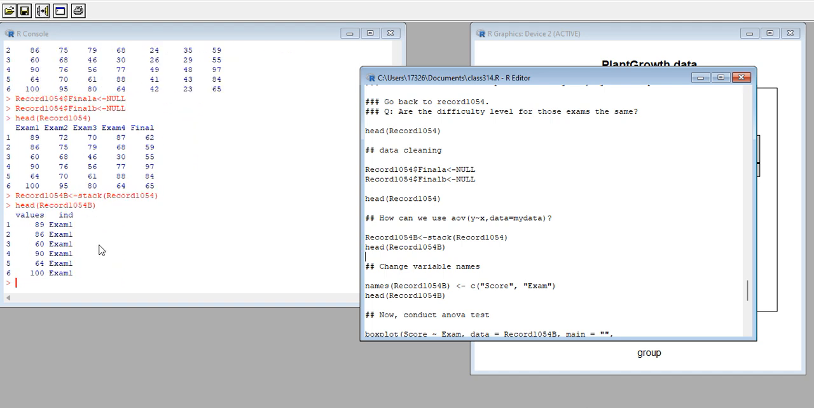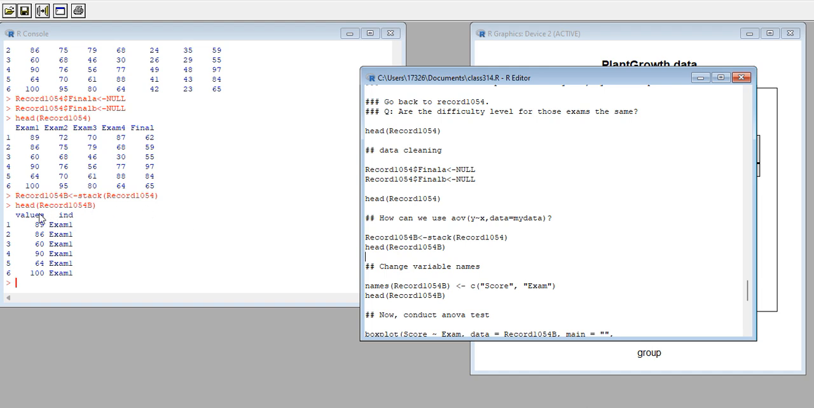Then have a check. So this means, this is the score from exam 1, this from exam 3, this from the final. Here we want to check whether those 5 exams have a difference or no difference.